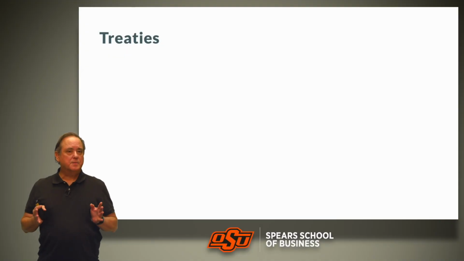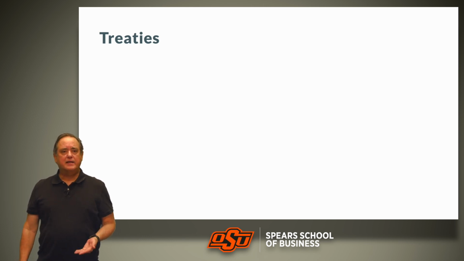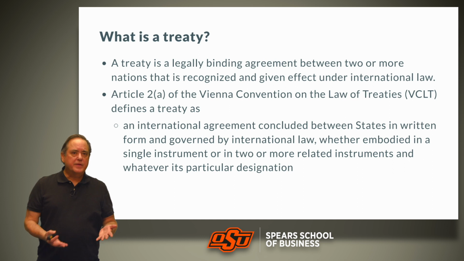So far, we've talked about customary international law as the first source of international law. The second one that we are going to discuss is the idea of a treaty. Treaties as a source of international law. And so we start with this definition.